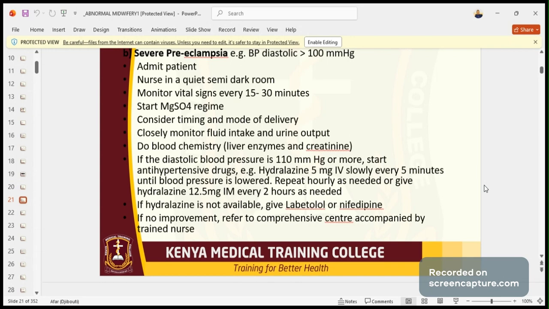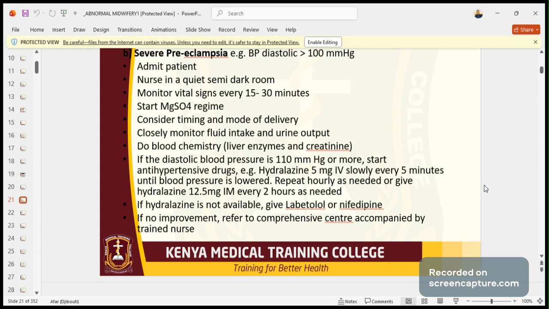When there is severe preeclampsia, diastolic BP over 100, admit the patient, nurse in a quiet semi-dark room, monitor vital signs every 15-30 minutes, start magnesium sulfate regime, consider timing and mode of delivery, closely monitor fluid intake and urine output, and do blood chemistry like liver enzymes and creatinine.